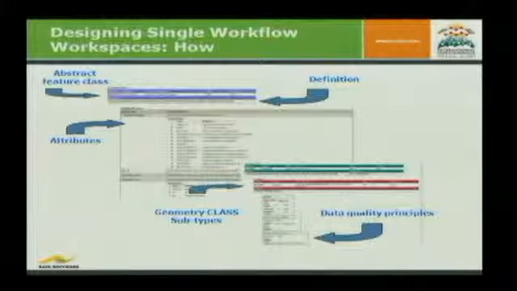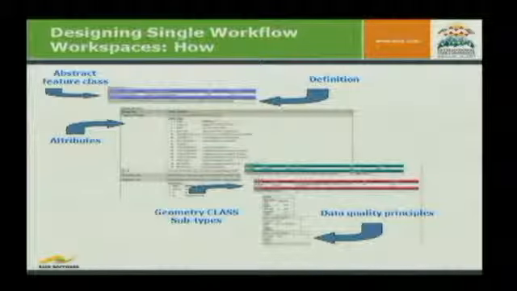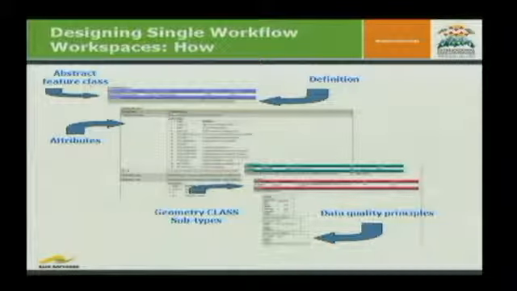This is an example of the catalog. So you have an entity or feature, which is the contour. Here are the attributes or properties of this feature. We have subtypes, like in this case, a contour or something, the depression, I think. And for this feature, all the data quality principles are kept here.